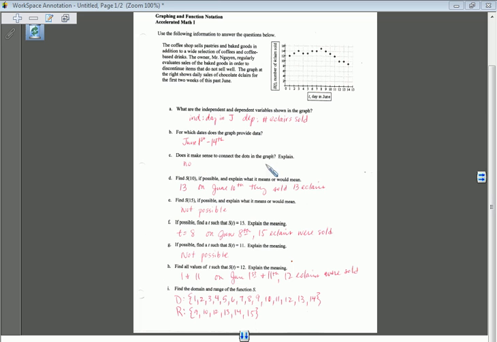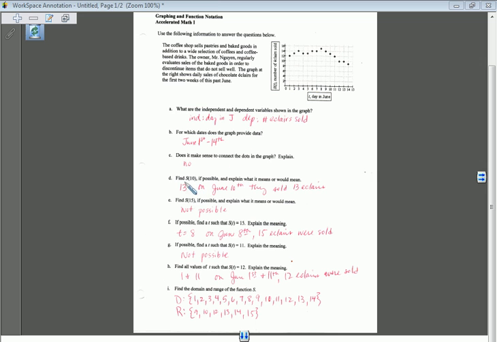Does it make sense to connect the dots? Well, no, it doesn't. And if we think about it, if we connected them, then we're saying, hey, there's a June 1.5. Well, there's not. There's only a June 1st and June 2nd. There's nothing in between. So we should not connect the dots because this is discrete data. There is nothing in between.